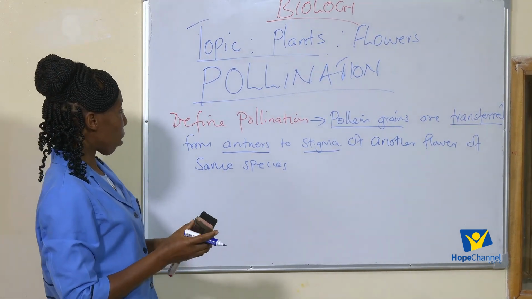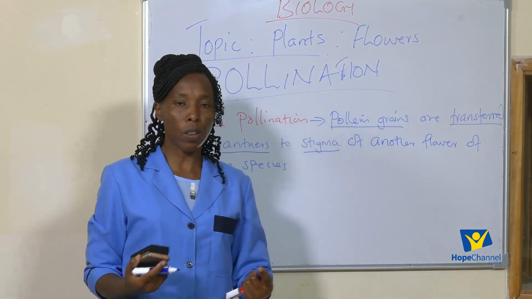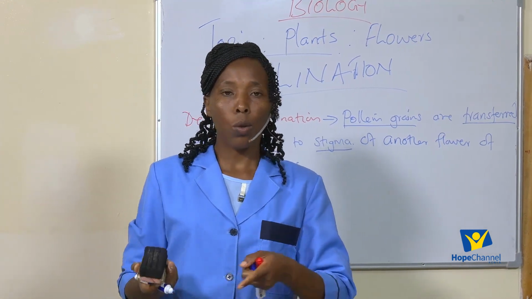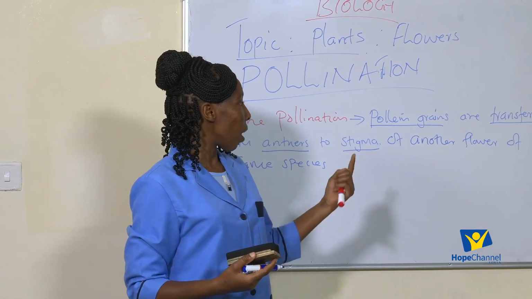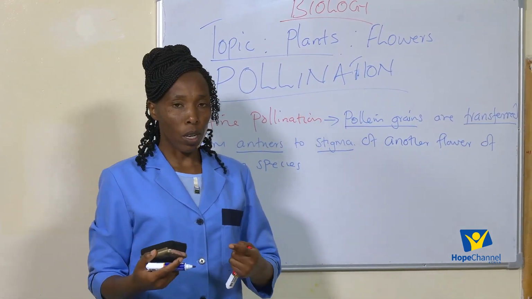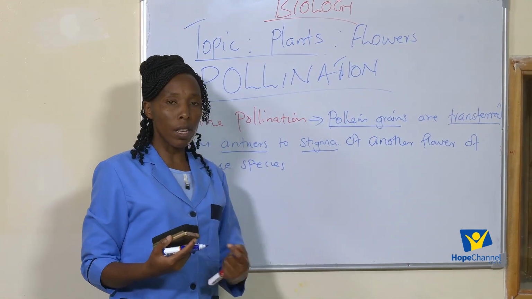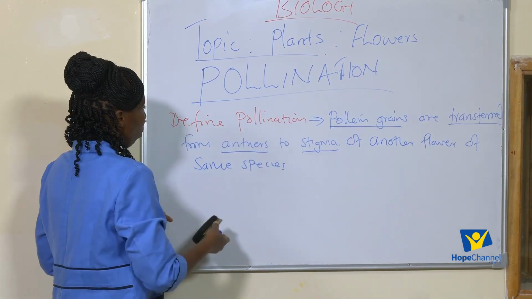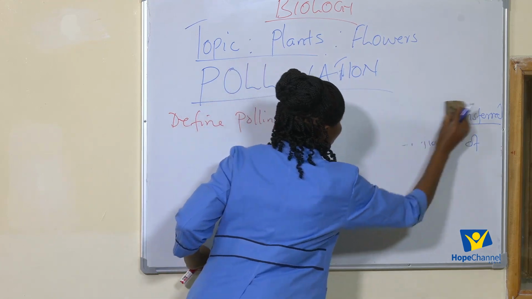So pollination is a process whereby pollen grains are transferred from the anthers to the stigma of the same species. Remember we said the anthers produce what? Pollen grains. And the stigma is the one that receives the pollen grains. Now, we can talk about types of pollination.